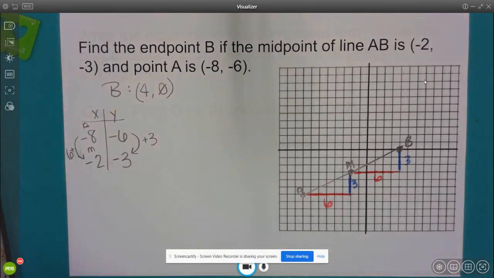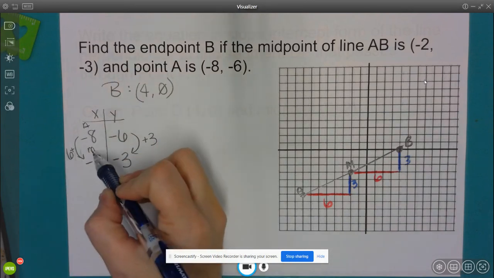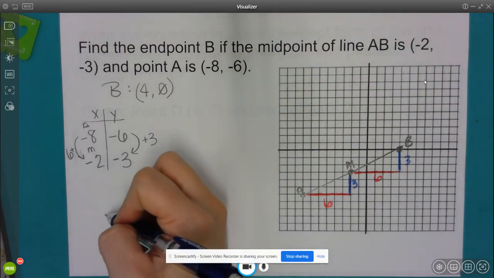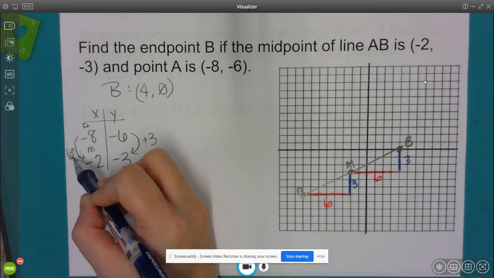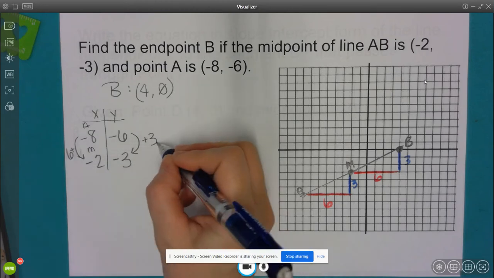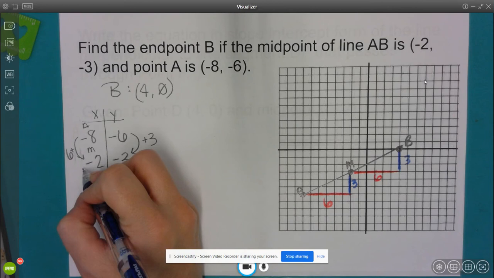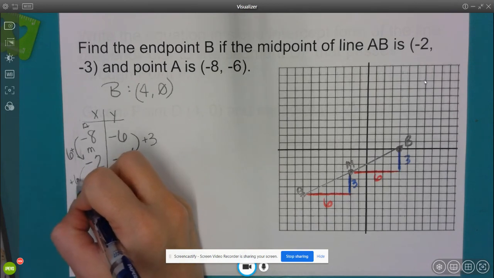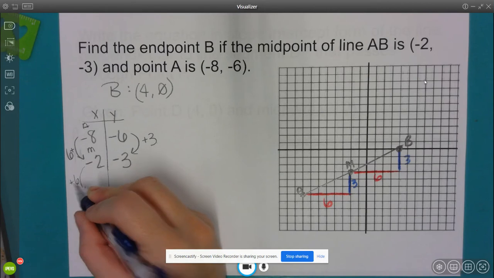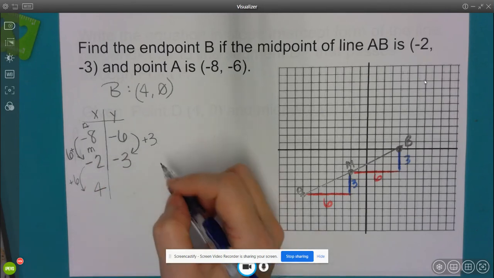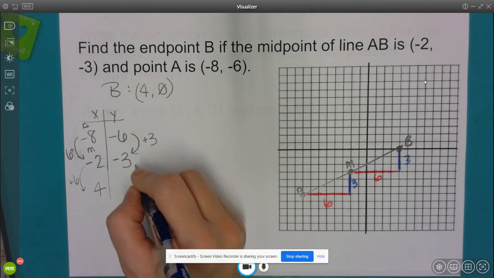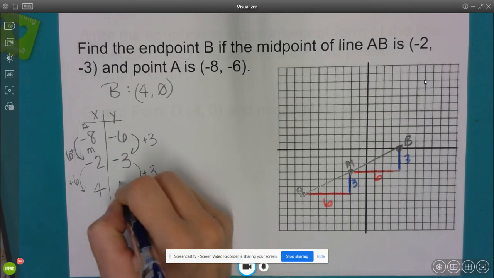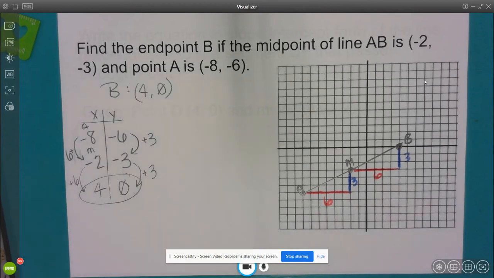Now, I don't have to cut that in half this time because I'm going from the midpoint to the other endpoint. So 6 is half of my total distance, and 3 is half of my total distance. So I need to go another 6. So -2 plus 6 gives me +4. And then -3 plus 3, I have to go another 3, gives me 0. So there's again point B as 4, 0. So that's the second way we could find our endpoint.